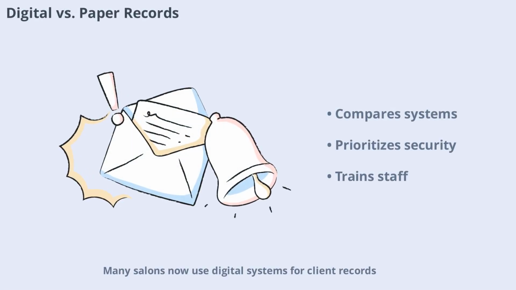Many salons now use digital systems for client records, while others still rely on paper forms. Both methods have advantages and challenges. Choose the system that best fits your workflow, but always prioritize security and accessibility. Make sure all staff are trained in proper record management.